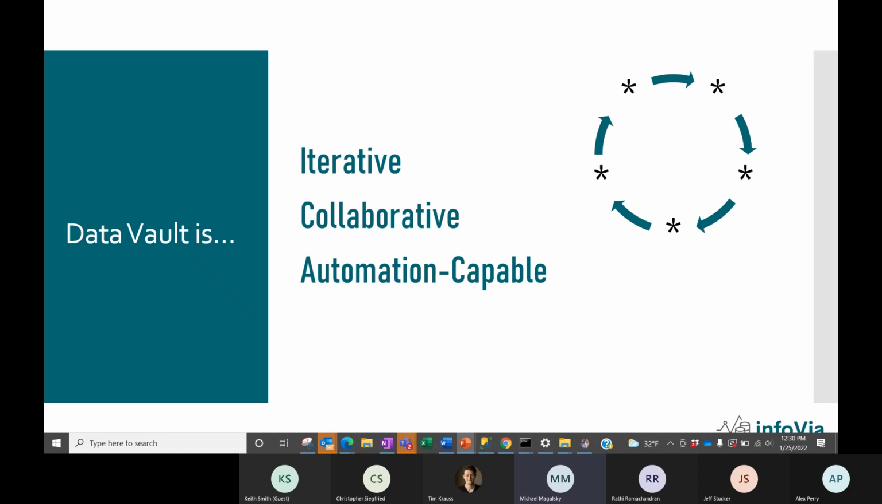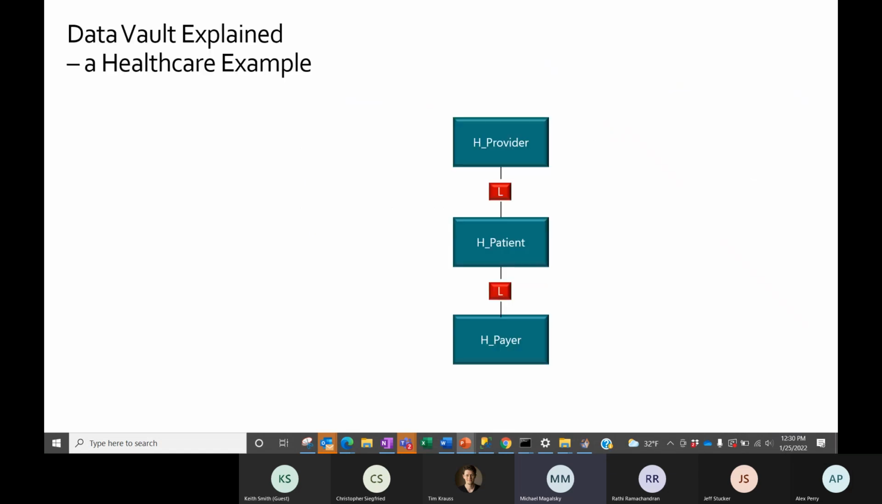So Data Vault, as we talked about, is a model, a method, and a mindset. It's also iterative, collaborative, and automation capable. So let's talk about those concepts here. How is Data Vault iterative? Well, let's go back to that original model that we had.